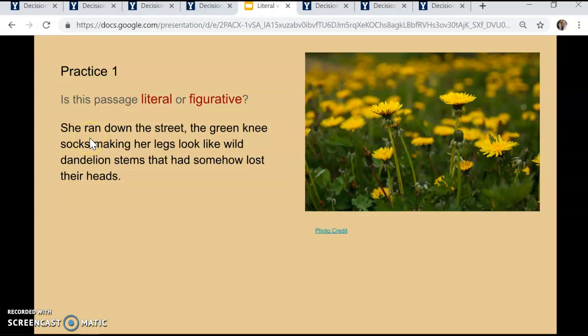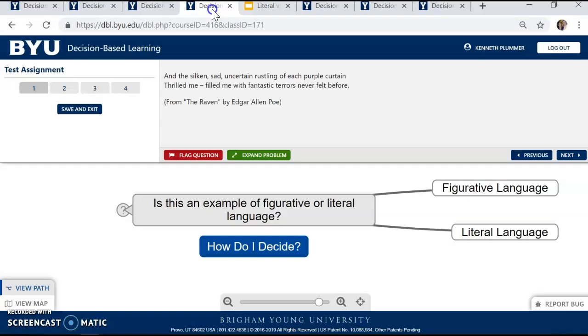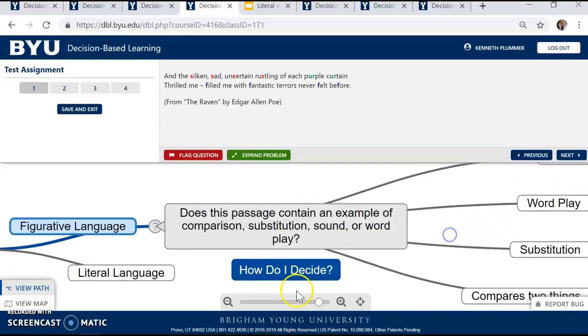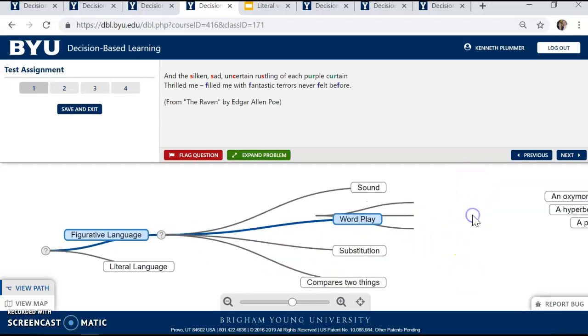And they read, "She ran down the street, the green knee socks making her legs look like wild dandelion stems that had somehow lost their heads." And so the student will look at that and probably determine this looks like figurative language, but they're also given an explanation as to why. The girl's legs do not really look like dandelion stems. They're just thin with green socks on them. So the students are beginning to see the concrete examples of these concepts, literal and figurative, with explanations. And they can continue to work through the decision model and learn about these concepts.